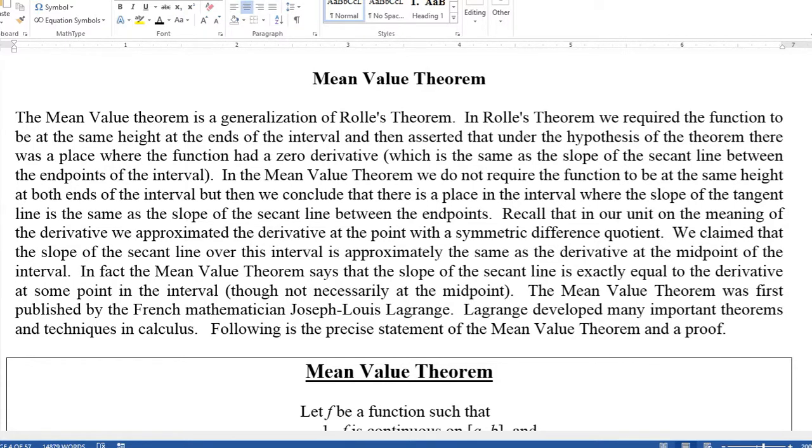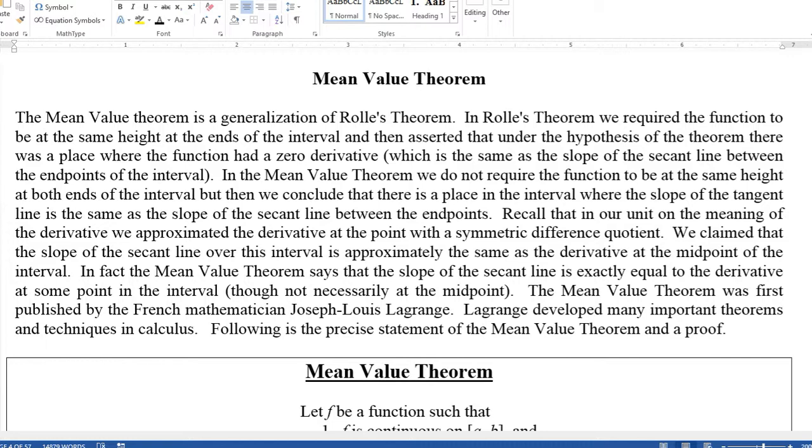In our last video, we looked at a theorem called Rolle's theorem. That's something that works for differentiable functions. And the mean value theorem is a generalization of Rolle's theorem. In Rolle's theorem, we required the function to be at the same heights at the ends of the interval, and then asserted that under the hypothesis of the theorem, there was a place where the function had a zero derivative. And of course that turns out to be the same as the slope of the secant line between endpoints of the interval, because we made sure the endpoints of the interval had the same height.